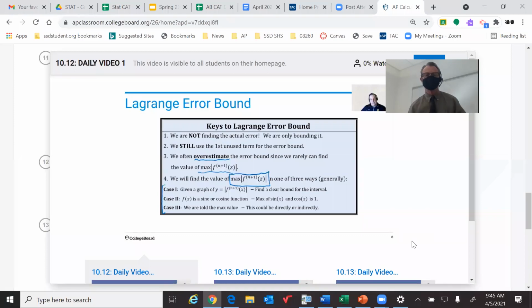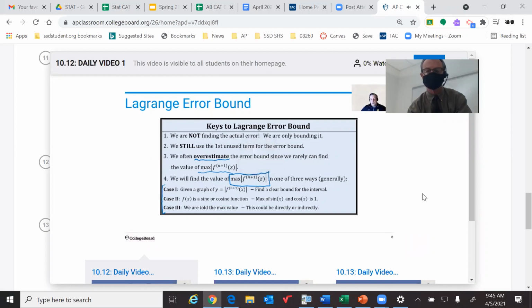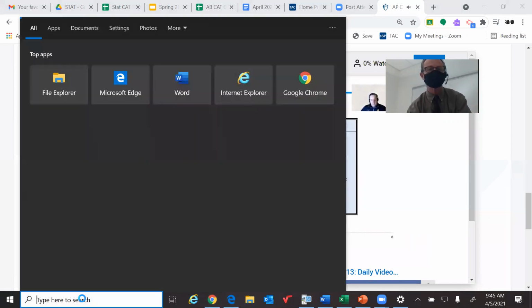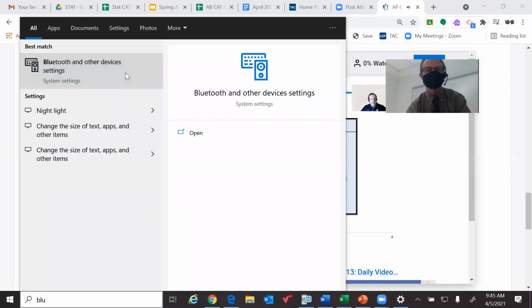So this is 9-4. We're doing the alpha lesson today, but we're starting this with the end of the AP video on Lagrange error bound. And for the maximum value, unless there's an amplitude to multiply it by. And then sometimes, case 3, my favorite case, they just tell you the maximum value. They just say, this is the maximum value. That would be pretty nice, wouldn't it? And then they just tell you that directly or indirectly, and you just plug that number in to do it.